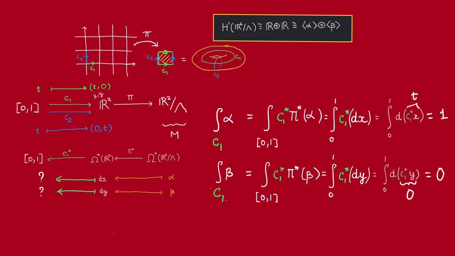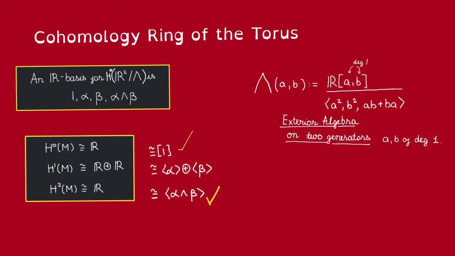Thus, from our discussion before, we see that alpha and beta must be linearly independent, and they are also non-zero in the cohomology. Thus, they must generate the cohomology in degree 1 of the torus. Thus, we have proven that a real vector space basis of the cohomology ring of the torus is given by 1, alpha, beta, and alpha wedge beta. And then we see that alpha and beta must generate this cohomology ring as an algebra. So this cohomology ring is just an exterior algebra on two generators, alpha and beta, of degree 1.